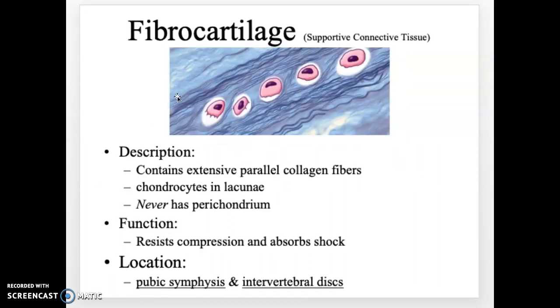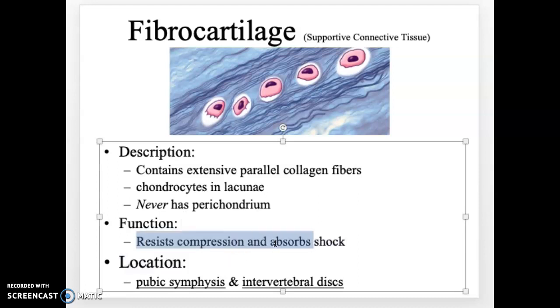Fibrocartilage has lots of parallel fibers. These white spots are lacunae, pink spots are the cells. There's never going to be a perichondrium here. Fibrocartilage function resists compression and absorbs shock. So this you'll find in the intervertebral discs. So these are the discs in between each of your vertebrae. And this fibrocartilage allows you to do things like jump, and it prevents the 2 bones in your back from hitting each other.